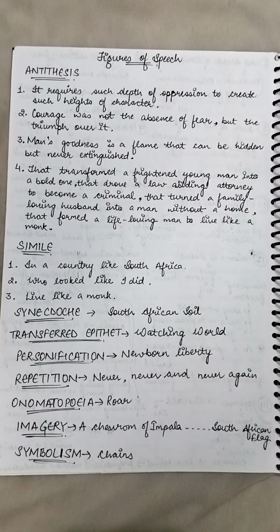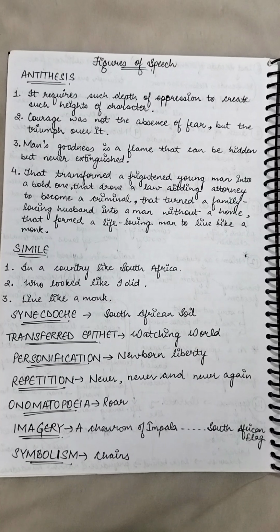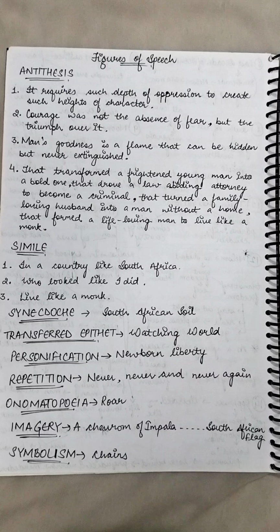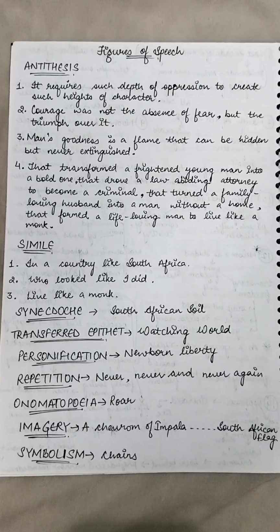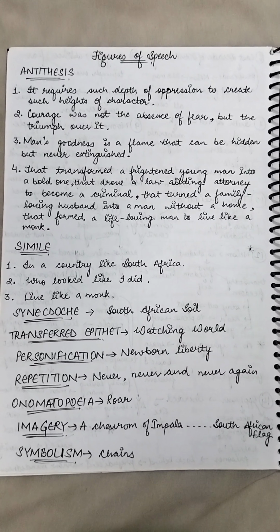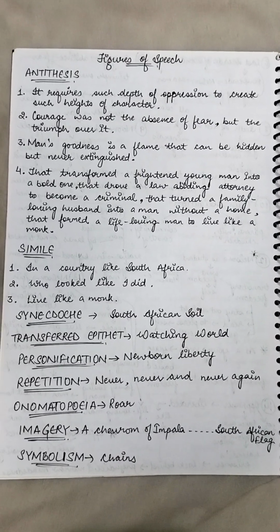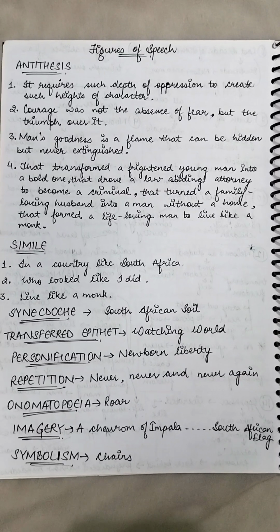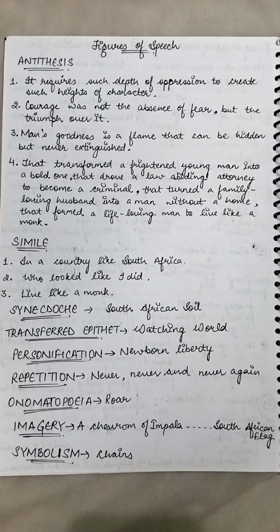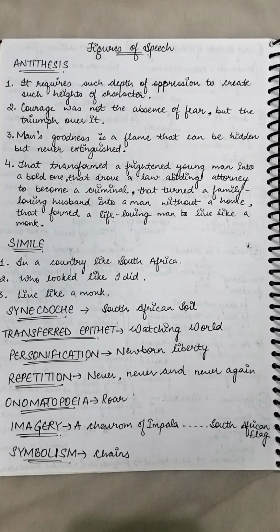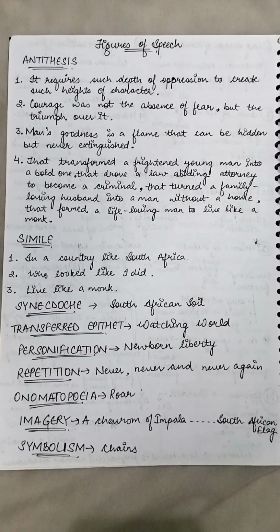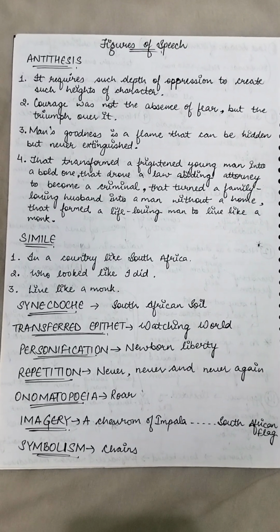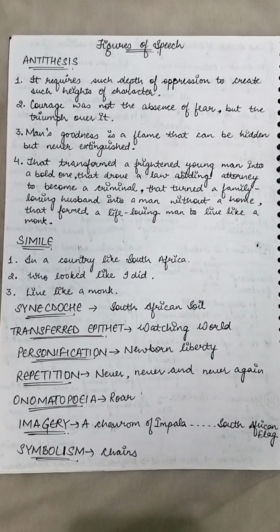Next is personification. Personification is used when a non-living thing is being compared with a human characteristic. For example, the example is given over here: "newborn liberty." Newborn is not liberty. Always newborn is a baby, it is a human. But here we are talking about liberty, that it is the newborn thing. Clear?